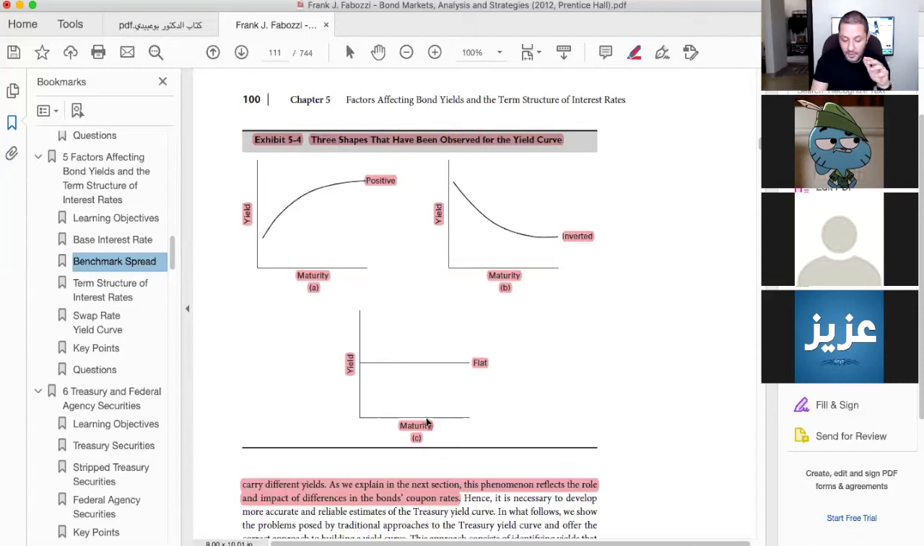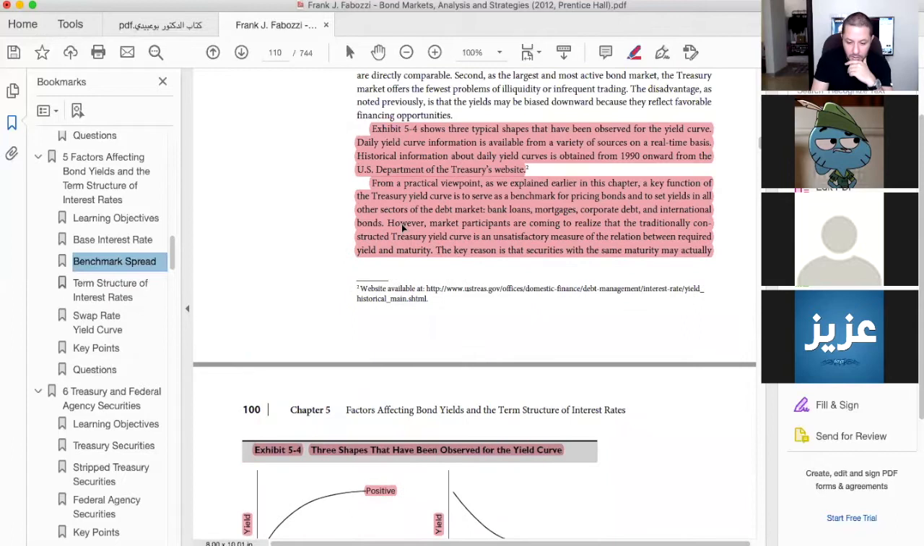And the most common ones are these two types of shapes, which put more stress on the variation, or the evolution, of the yield to maturity depending on the evolution of the time to maturity. So from a practical viewpoint, as we explained earlier in this chapter, a key function of the treasury yield curve is to serve as a benchmark for pricing bonds and to set yields in all other sectors of the debt market, like bank loans, mortgages, corporate debt, international bonds, and so on.